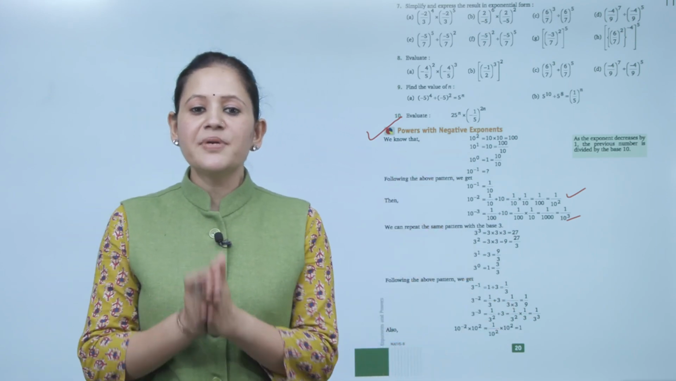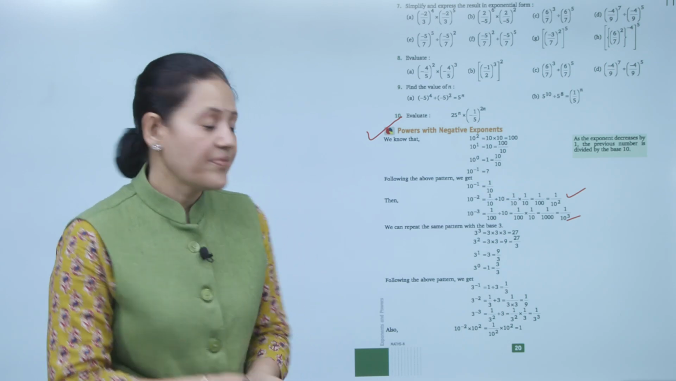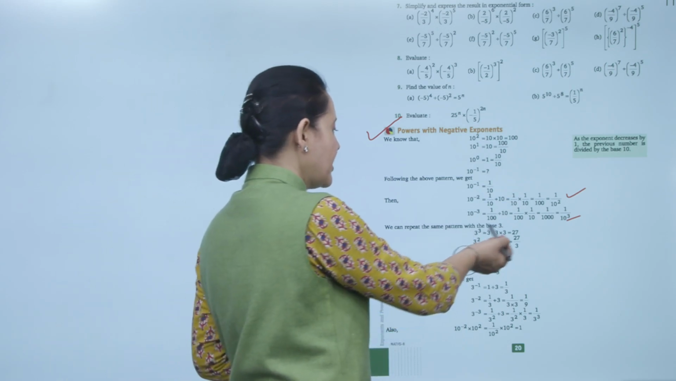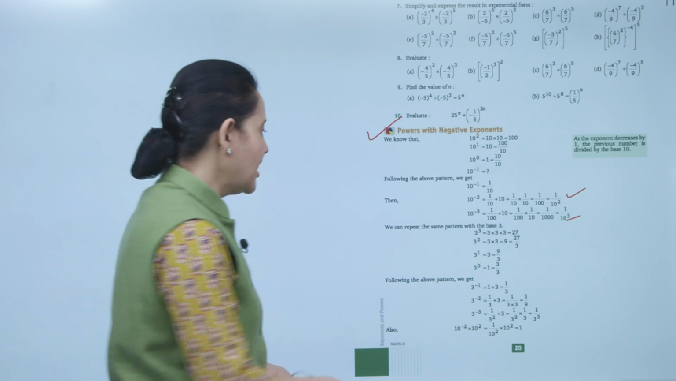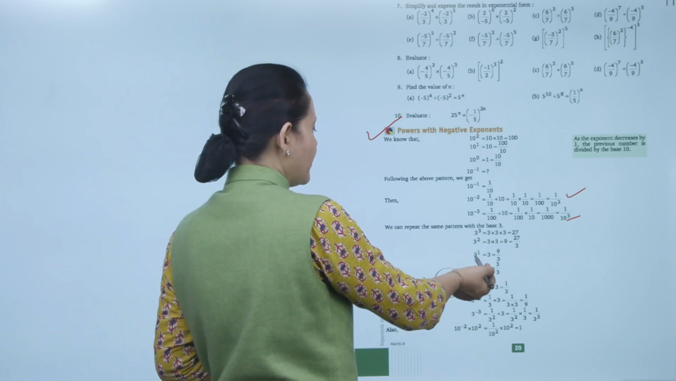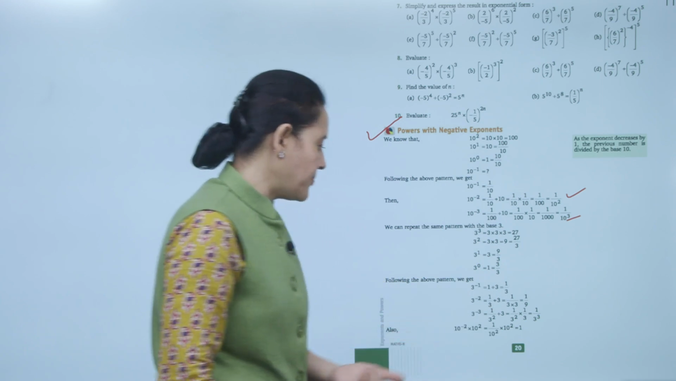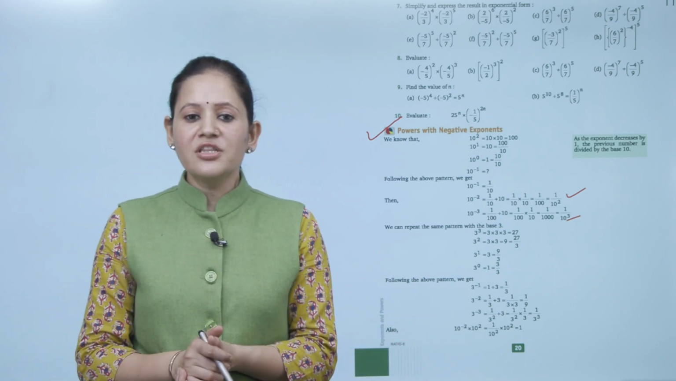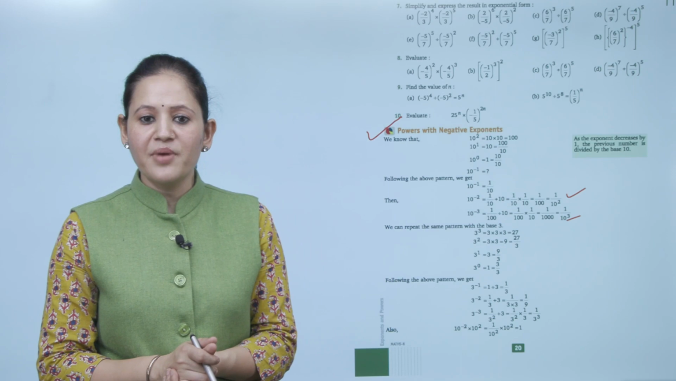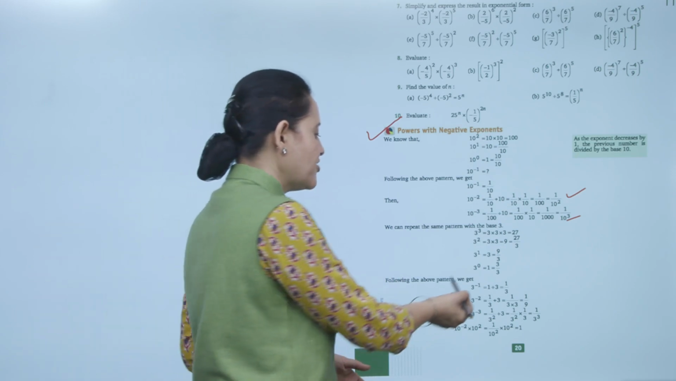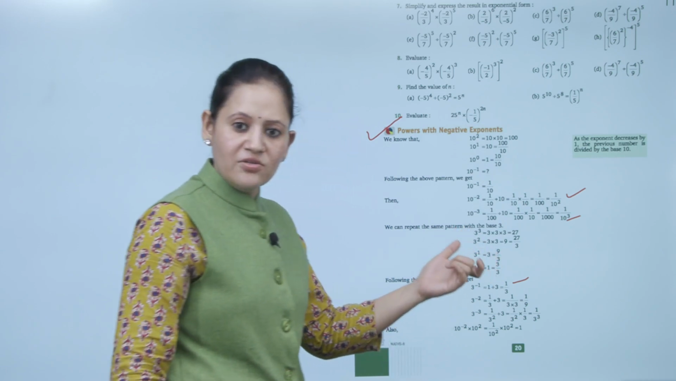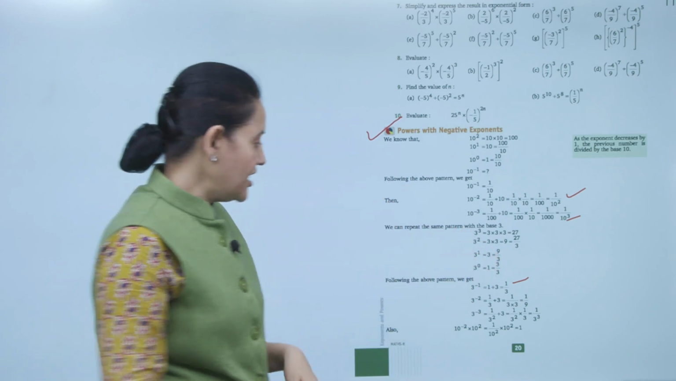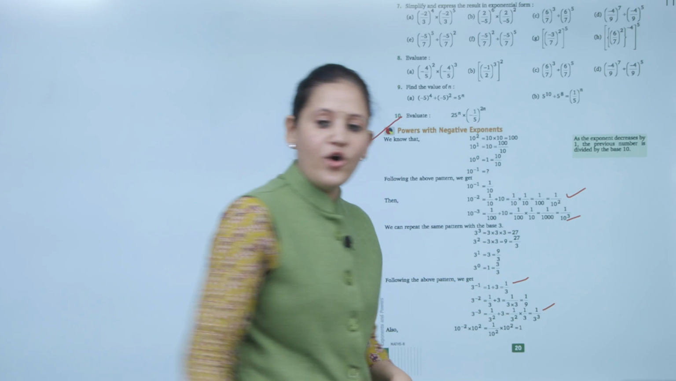We can repeat the same pattern with the base 3. 3 to the power 3, we can write it as 27. 3 to the power 2, 3 into 3, that is 9. 3 to the power 1 is 3. 3 to the power 0 is 1. So following the above pattern we get 3 to the power minus 1 equal to 1 upon 3. 3 to the power minus 2 is equal to 1 upon 9. Like this the pattern will follow.